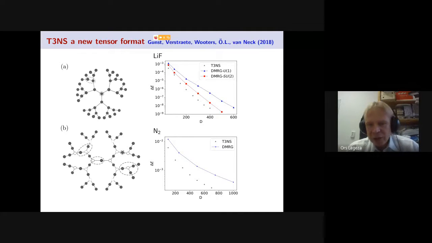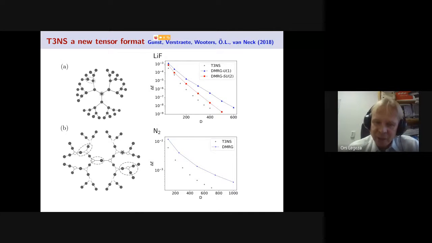And there is, again, some example for the lithium fluoride or for the N2 dimer, where there are some reference calculations for the given ranks with DMRG, with U1, and even with SU2 symmetry, the blue and then the red curves, and then the corresponding T3NS, which is always one or two orders of magnitude lower in energy than the DMRG, just for the same bond dimension.